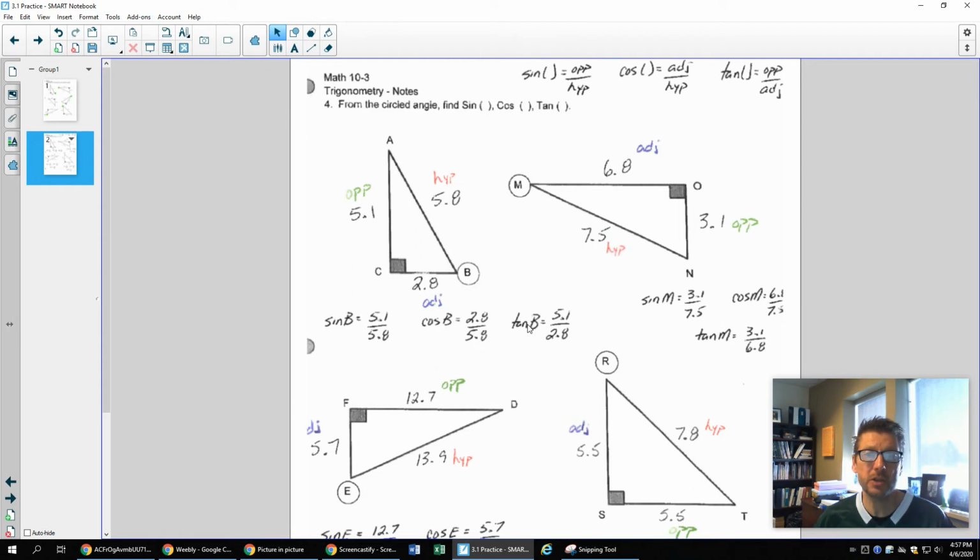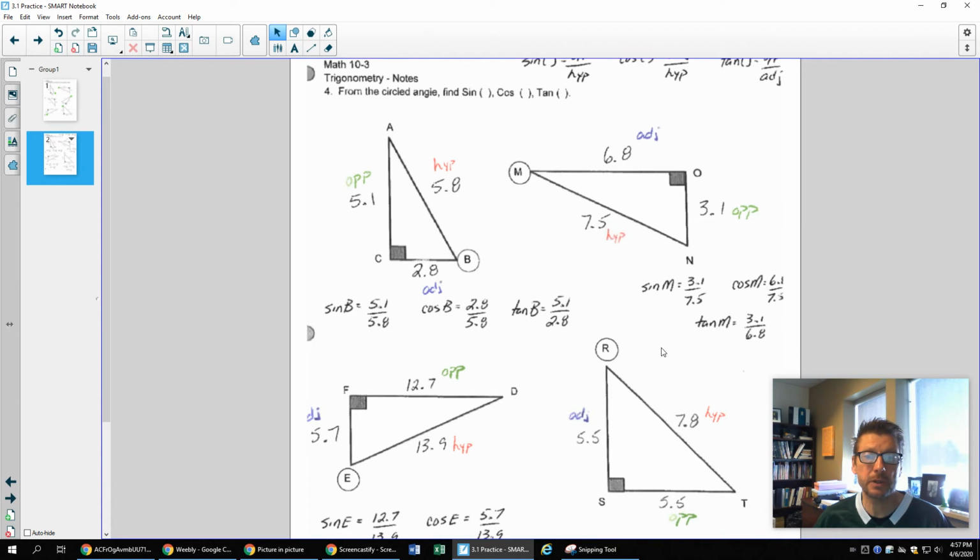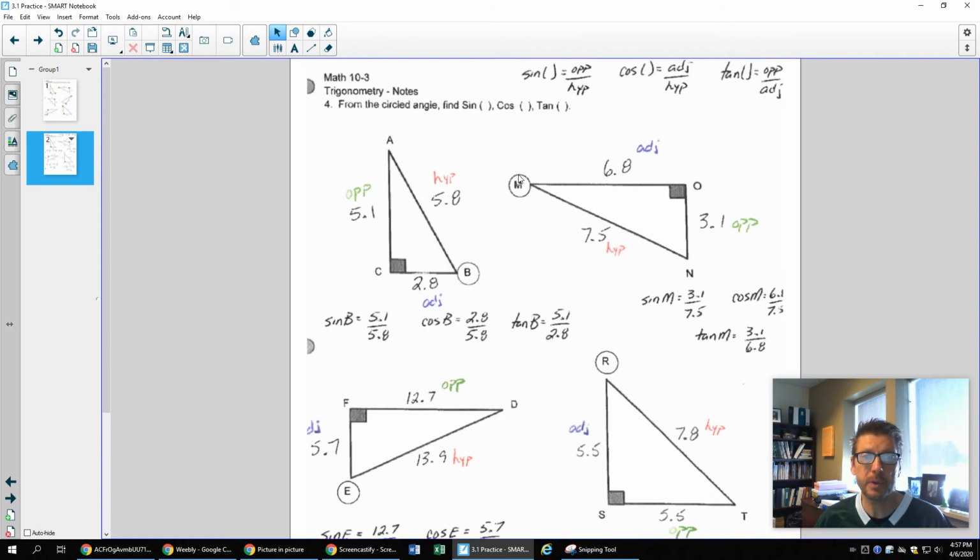And then the tangent ratio is the side that's opposite in relationship to the side that's adjacent. So I have 5.1 as my opposite and 2.8 as the adjacent, relative to angle B. We can keep doing these for every one of our questions. I'll do one more example with M. I want to know the sine ratio for angle M, the cosine ratio for angle M, and the tangent ratio for angle M.